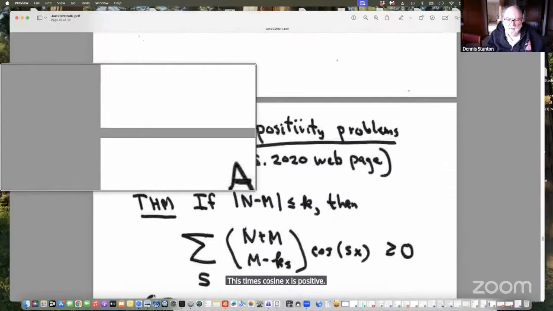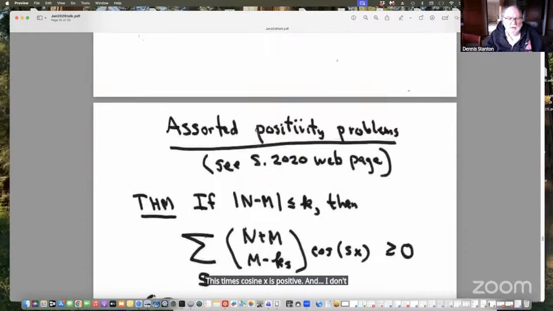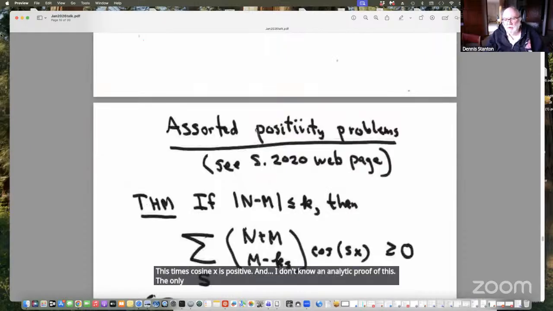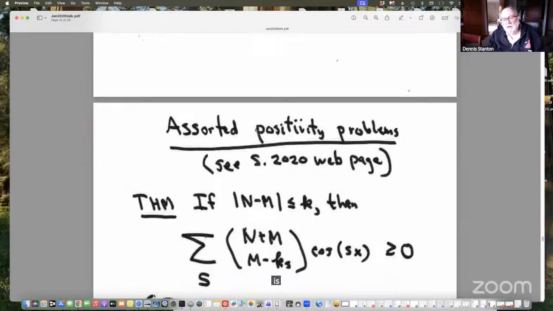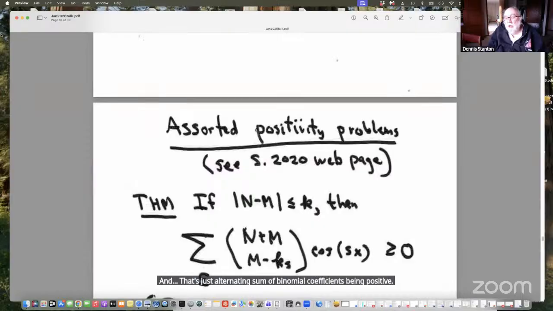And I don't know an analytic proof of this. The only proof I know is a combinatorial proof. I don't know any proof from analysis that proves this. Now, why did I want to do this? Well, if x is equal to pi, then cosine of pi s is minus 1 to the s. And that's this alternating sum of binomial coefficients being positive. And we know what it counts. It counts certain lattice paths.